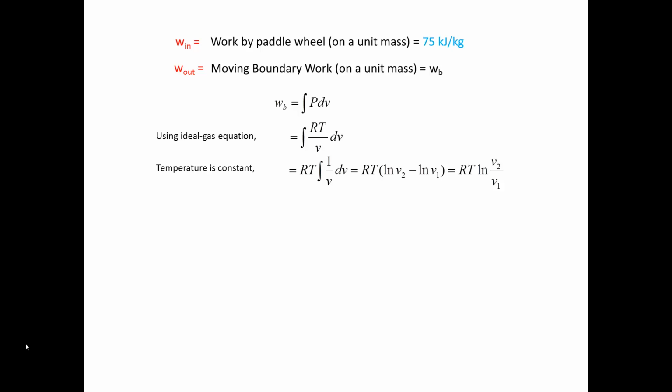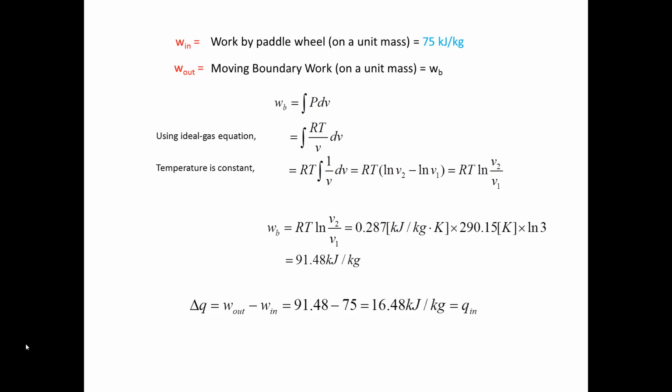From the given property information, we can plug in the values into the equation, and then we can get the boundary work out of 91.48 kilojoules per kilogram. Finally, work out minus work in per unit mass is a positive value of 16.48 kilojoules per kilogram. Therefore, we can conclude there is a heat transfer in process in this piston cylinder device.